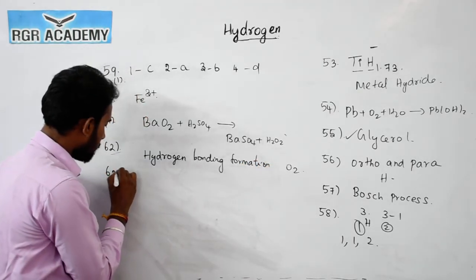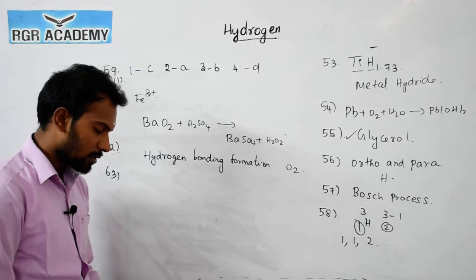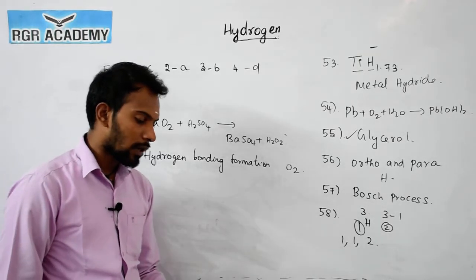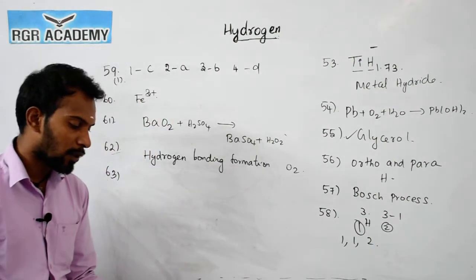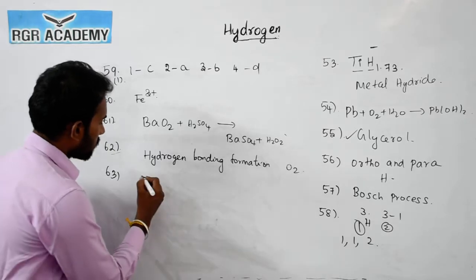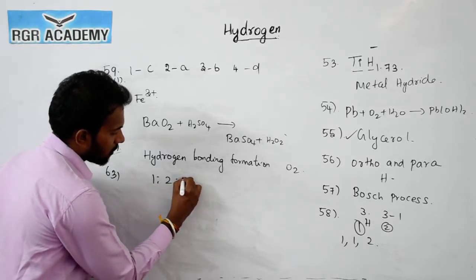Now the question number 63. Which of the following statements concerns protium, deuterium and tritium? There exists the nature 1:2:3. So the answer is 1:2:3.